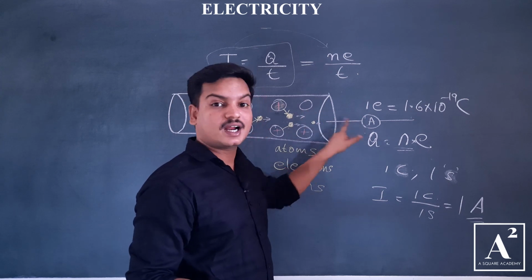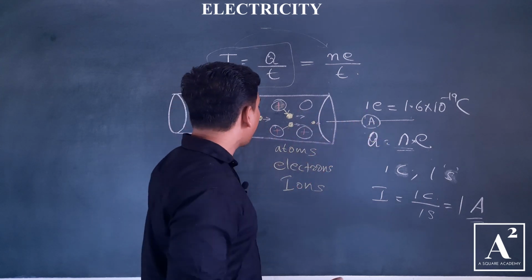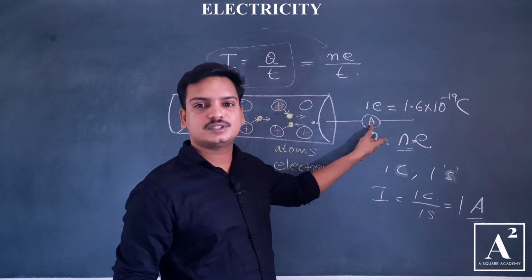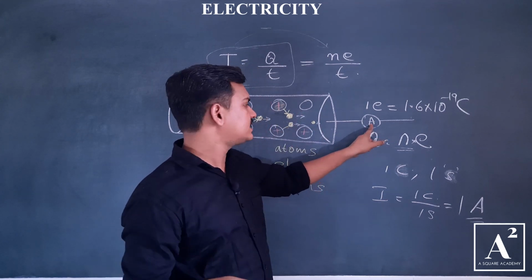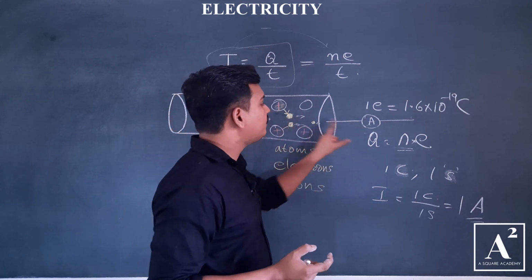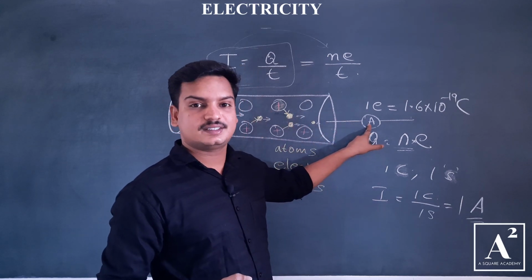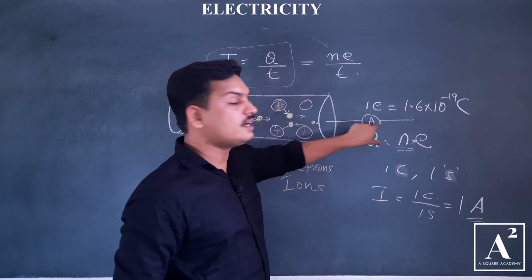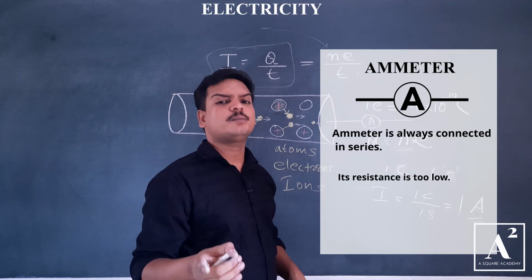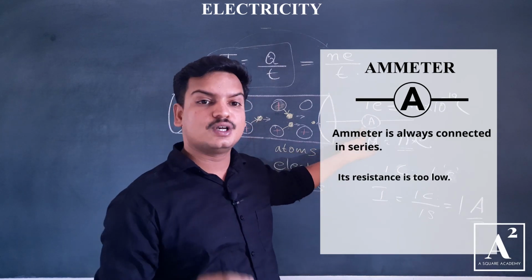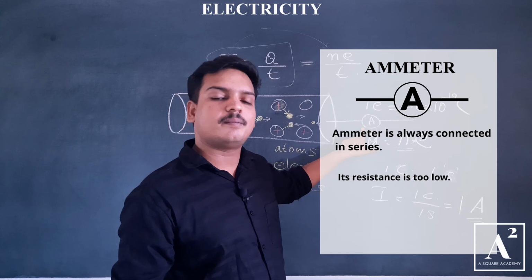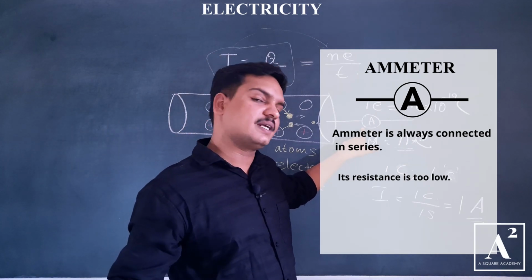So if you connect end to end, then all electrons, that means the charges, will pass through this. Then we will get an exact measurement of the number of electrons here. So that's why we want to connect it in series. Then only can all the electrons, or all the charges, pass through this. One more point, its resistance is too low. Resistance, keep that word in mind; we can discuss it in coming sessions.